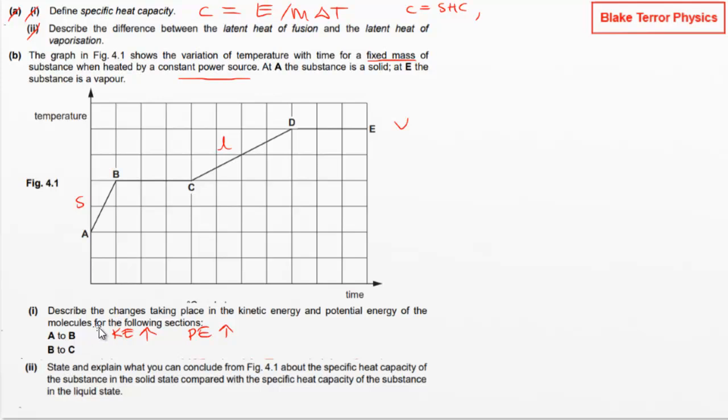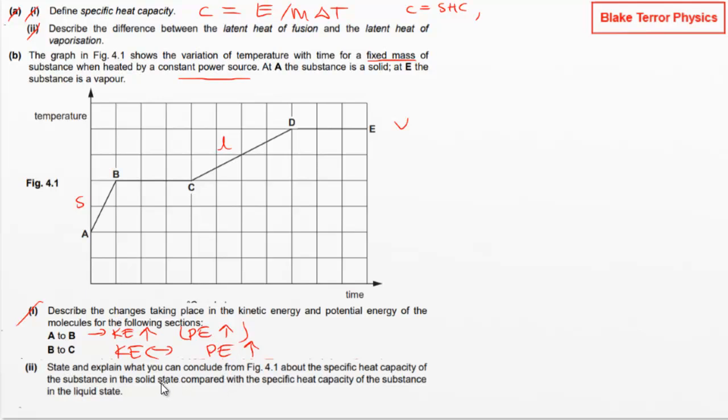And although most of it's going into the kinetic, so it's mostly kinetic, so you might want to put that in there, but we are getting some potential energy changes. Then from B to C, there's no temperature change, so the kinetic energy is going to stay the same, and it's all going into potential energy. So that's what's happening there. Again, just putting those into sentences.